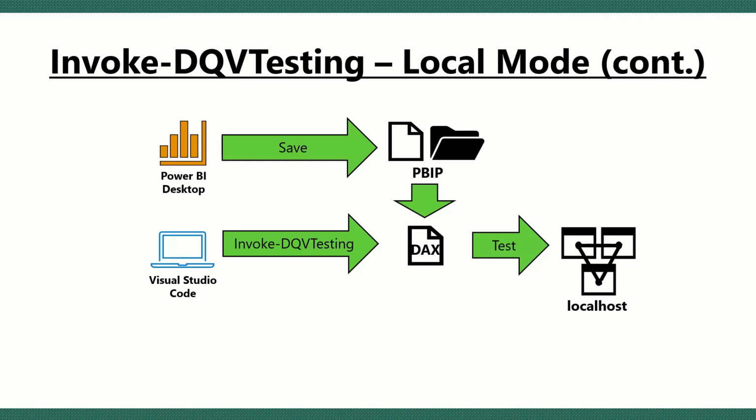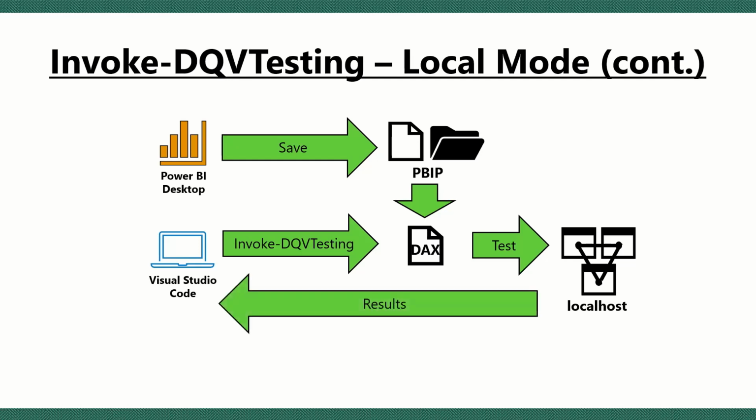When you have a Power BI file open on your machine, an instance of the model runs on localhost and can be queried. Finally, the test results are returned and displayed on the Visual Studio Code terminal. Now, let's see the demo in action.